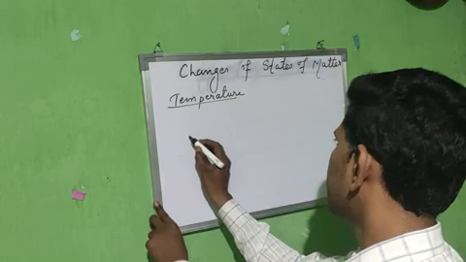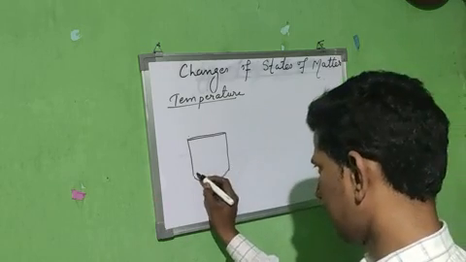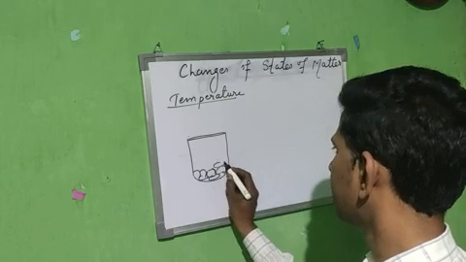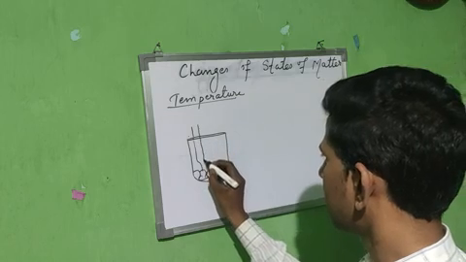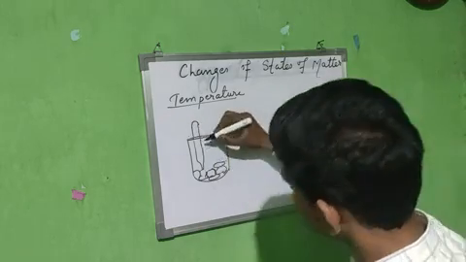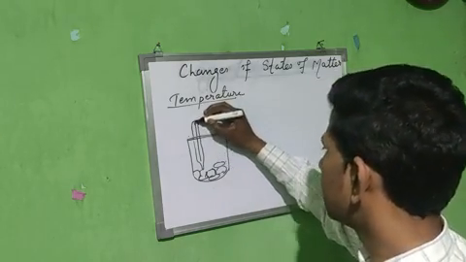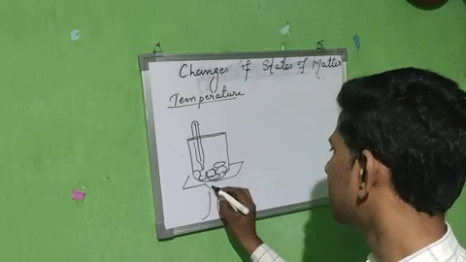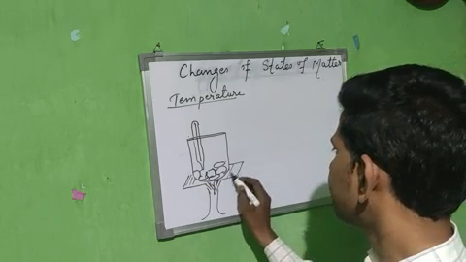Suppose you take one beaker. In this beaker, you take some ice cubes. Okay? You arrange a thermometer inside it. This is your thermometer, and this is the capillary tube inside it. Make an arrangement with a wire gauze so that gentle heating is going through. Wire gauze is there, okay?